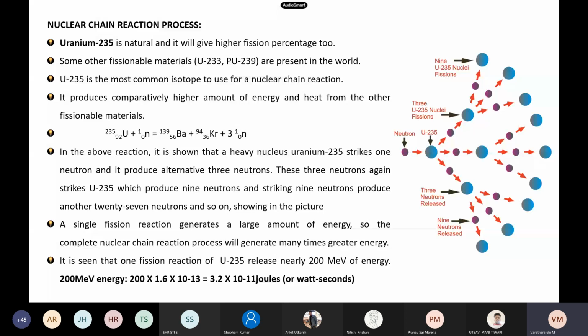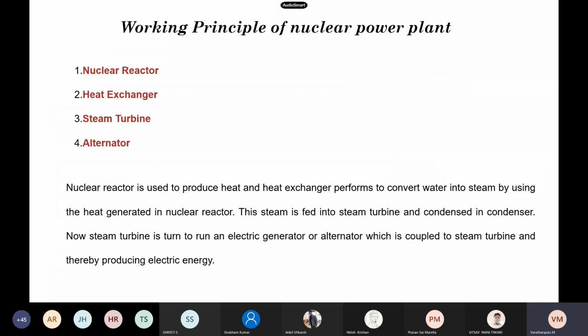The working principle: the nuclear reactor is used to produce heat, and the heat exchanger converts water into steam using the heat generated in the nuclear reactor. The steam is fed into the prime mover, and the condenser is used to condense it. The steam turns the electrical generator or alternator, which is coupled to the steam turbine, thereby producing electrical energy. We have the nuclear reactor, heat exchanger, steam turbine, and alternator. This is the circuit.